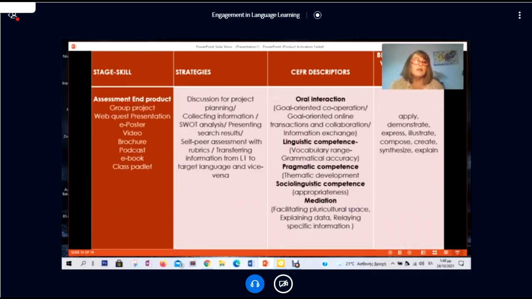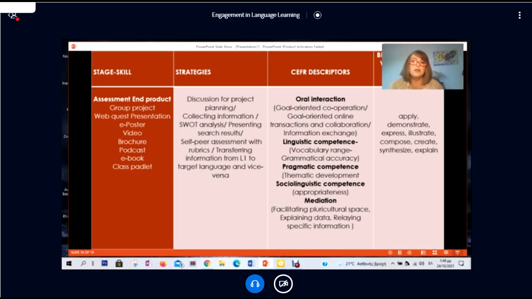Finally, at the assessment or the end product at the end of the lesson, at the end of the unit, we suggest that there should always be such an end product at the end of the unit. We can have, for example, a group project or a web-based presentation. Students may create and present an e-poster or a video, brochure, podcast, ebook, class Padlet, and all these include the presentation.